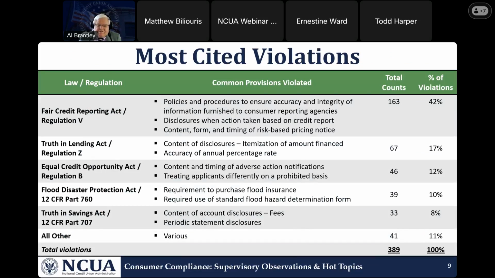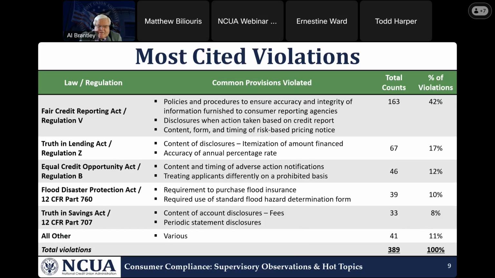This slide shows the most frequently cited consumer financial protection violations for all regionally supervised federal credit union examinations completed between January 1st and August 31st of 2023. Also represented are the most common provisions for each regulation that were violated.